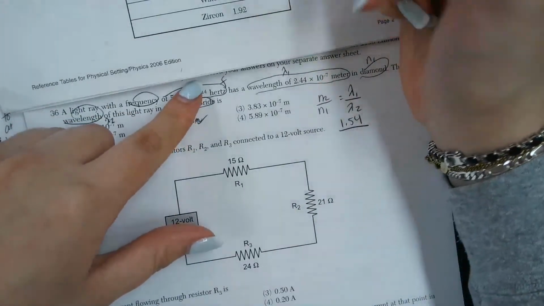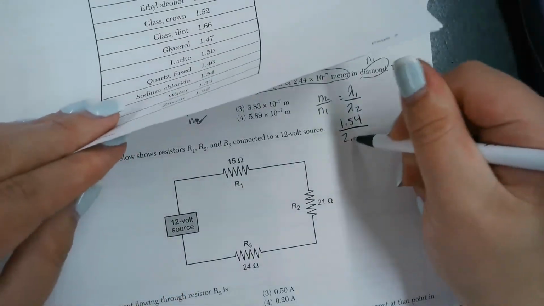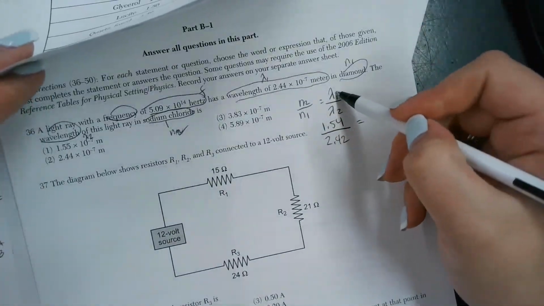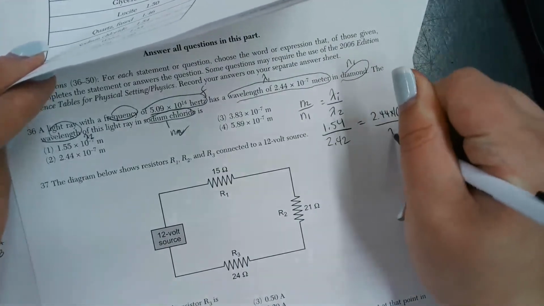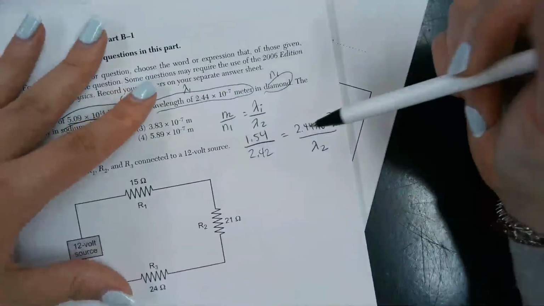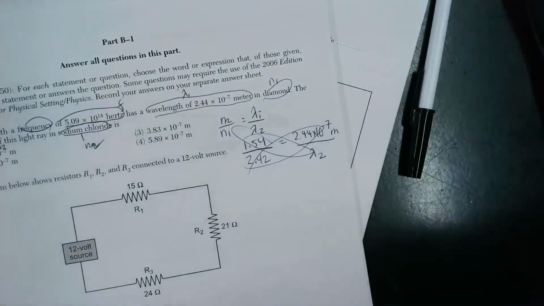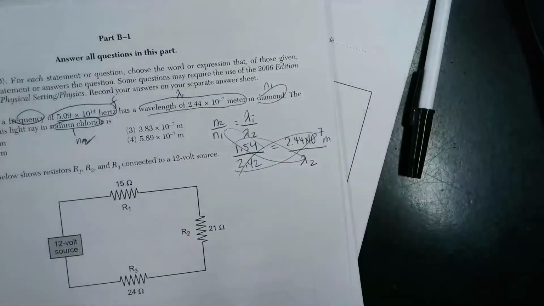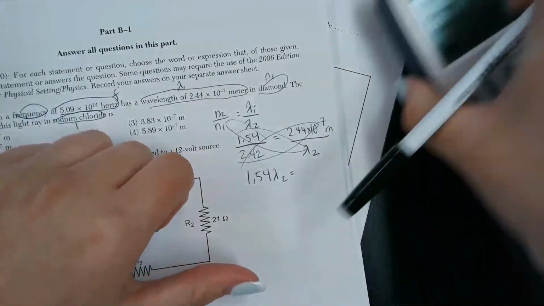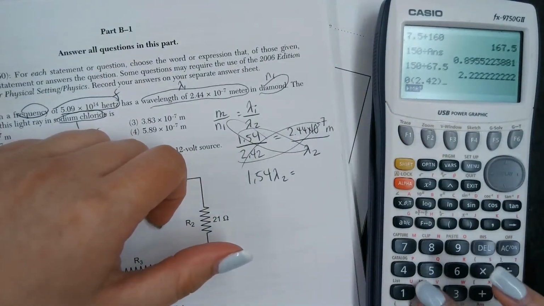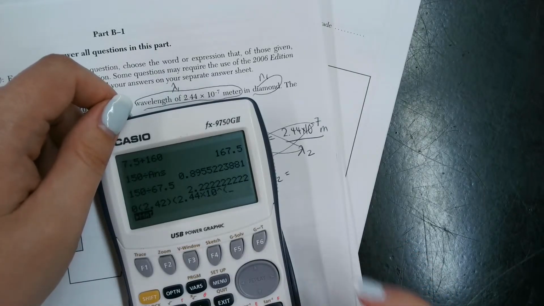The diamond, if we look, is 2. Oops, wow, I didn't even see it. 2.42. So 2.42. And then lambda 1 is 2.44 times 10 to the negative 7 meter over lambda 2. That's the thing we want to solve for. So then it's crisscross applesauce, right? You're just going to do some cross multiplication. So we have 1.54 lambda 2 equals 2.42 times 2.44 times 10 to the negative 7.